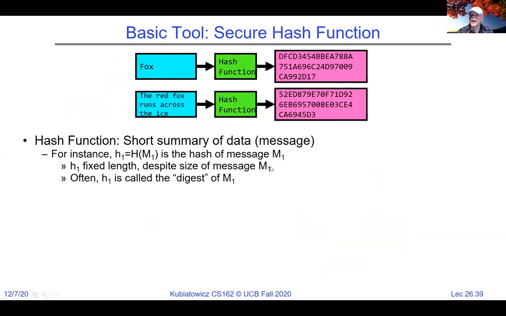And the other thing is, I mentioned hashes earlier. The idea of a secure hash function is one where you take data and you run it through a hash function and you get a bunch of bits out of it. And if you change the data even slightly, with a good hash function you end up with something where roughly half of the bits change. So the change from "fox" to "the red fox runs across the ice" will give you something very different. If you take "fox" and you add a few things after it, it'll also change it drastically, okay?